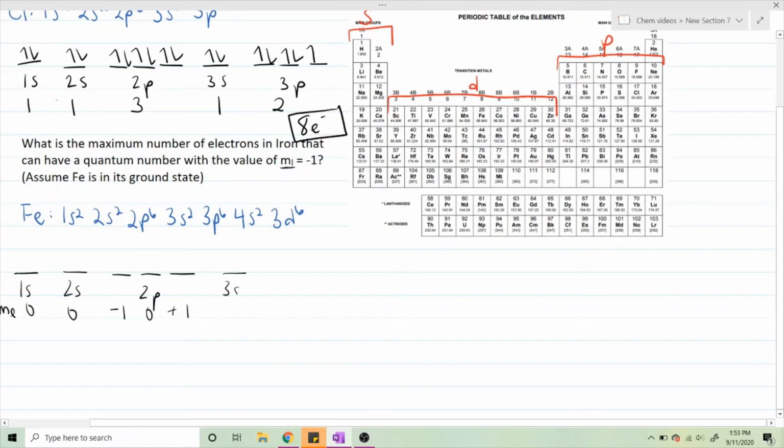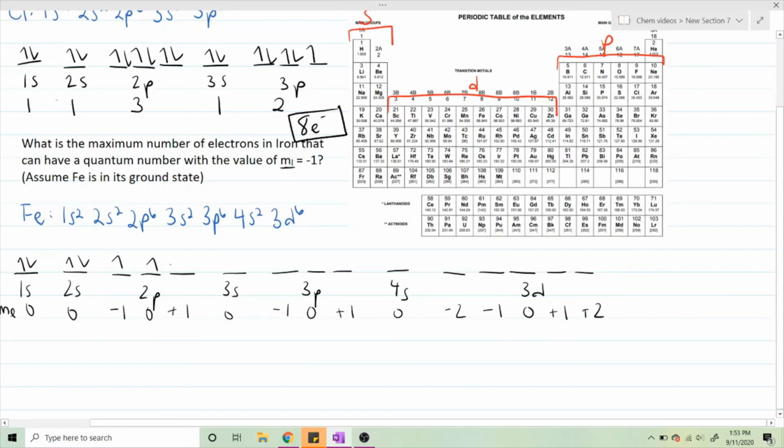So then we have 3s, and that's again 0. We have 3p, which has -1, 0, +1. We have 4s, and we have 3d, which has 5 boxes in a d orbital, because there's 5 quantum numbers ranging from -2, -1, 0, +1, and +2. And now we're just going to fill in the boxes again. Remember that 1 goes in each before they pair up.